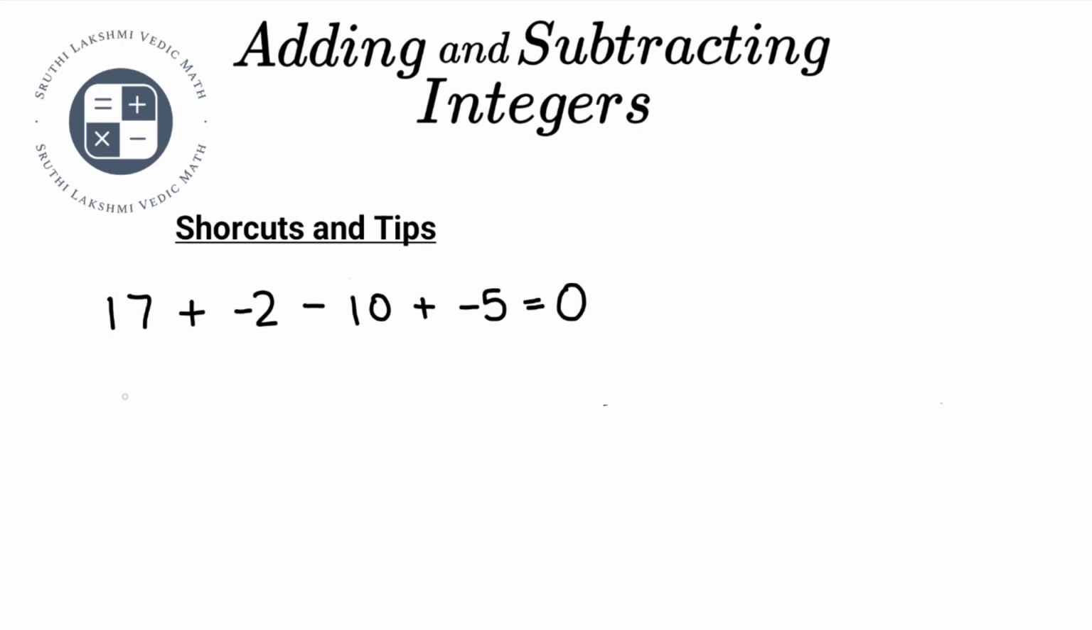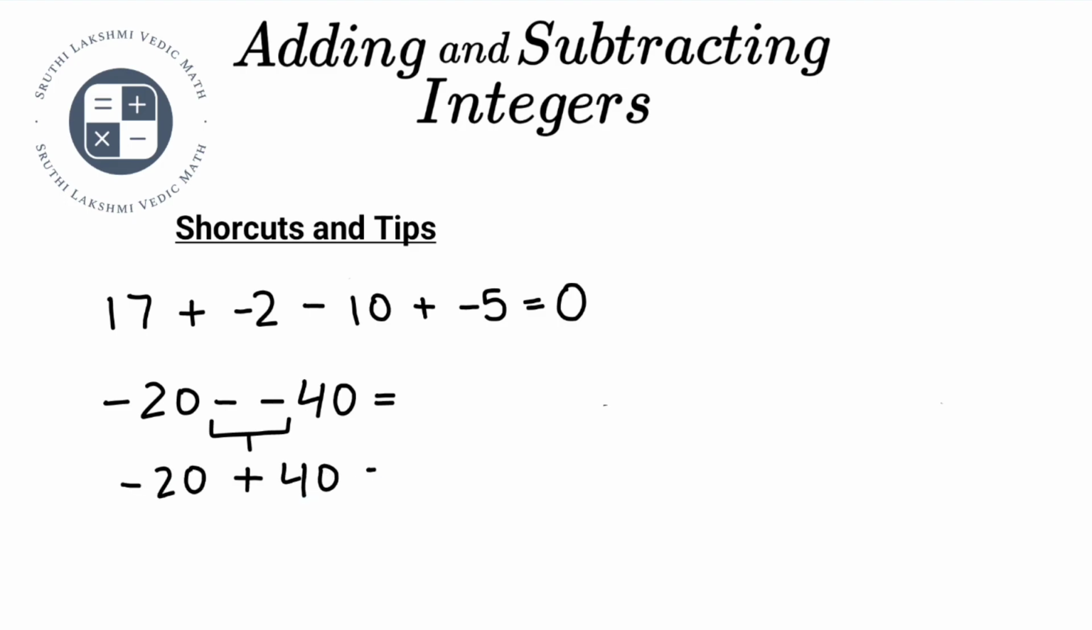Let's look at another example. Negative 20 minus minus 40. So here we know that when there are two minus signs together, it is a positive. Negative 20 plus 40 is equal to 20.